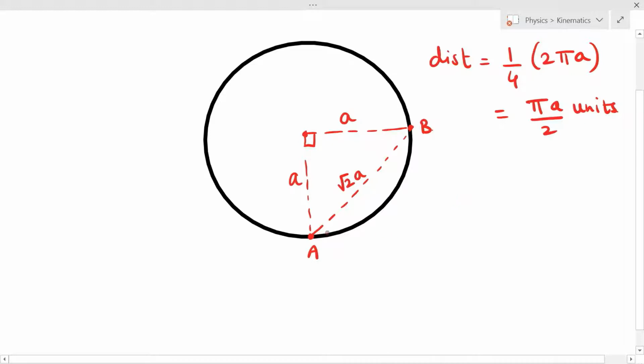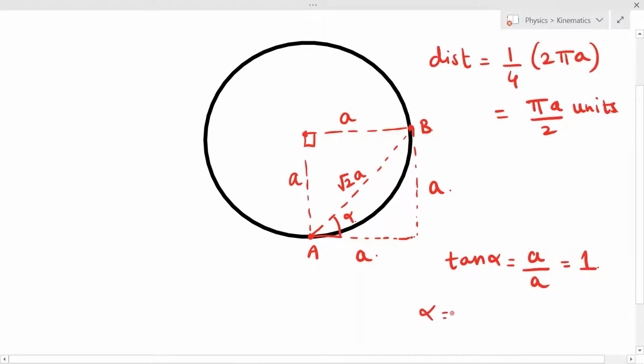And what is the direction? Suppose again I extend it over here. So this is a and this is a again, and let's say this is alpha. So tan alpha will be opposite side upon adjacent side, that is 1. So alpha is equal to 45 degrees because tan of 45 is 1.